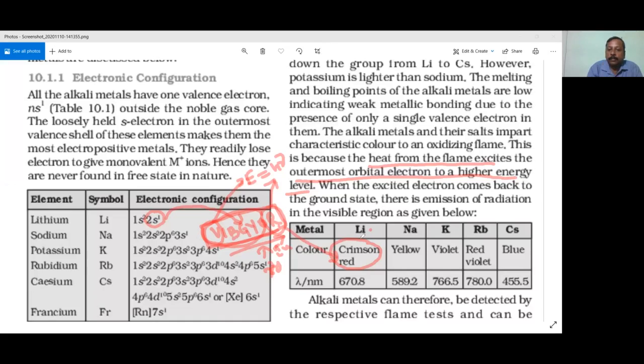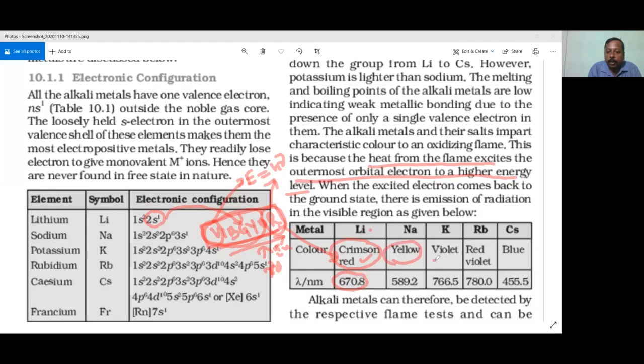What is the reason lithium gives crimson red color to the flame? Whatever is utilized is used up, and only the leftover is given to the flame. So lithium uses V, I, B, G, Y, O because they are more energetic and it requires more energy, being of small atomic size. I think it is clear now. So it gives red color to the flame. When the excited electron comes back to the ground state, there is emission of radiation, as given below. Crimson red is given by lithium, and the wavelength is also given. I think there is no need to memorize that.